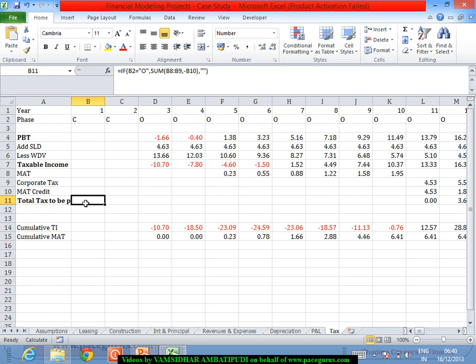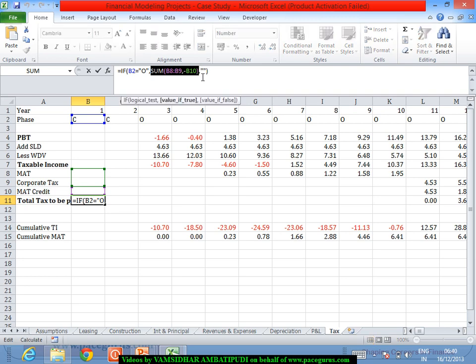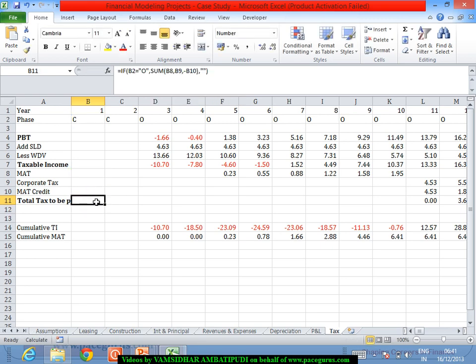What we'll try to do is, here, we'll take the summations of the MAT, the corporate tax, and the negative of MAT credit. If I'm taking all these three things separately, how is it working out? Still giving me a value error.